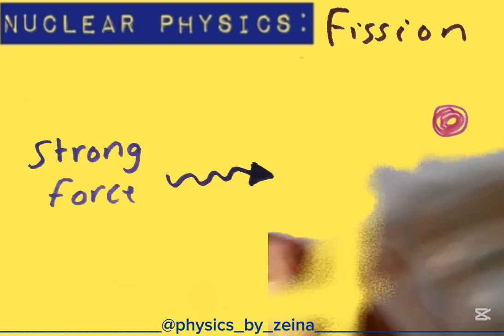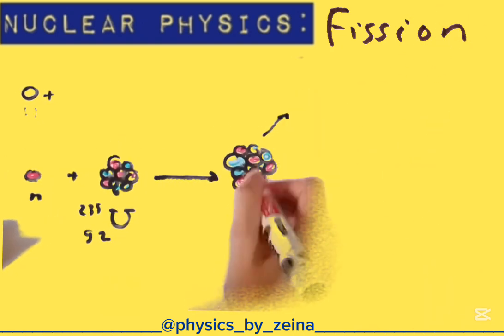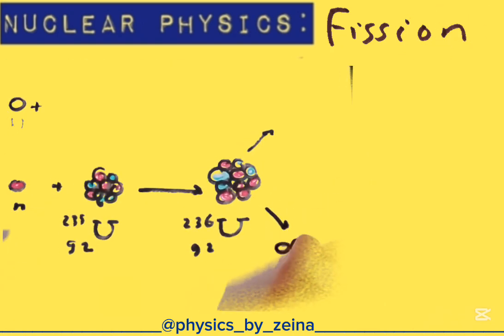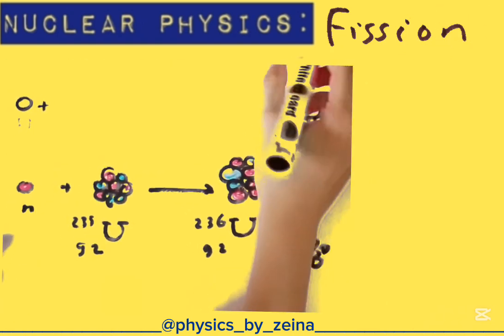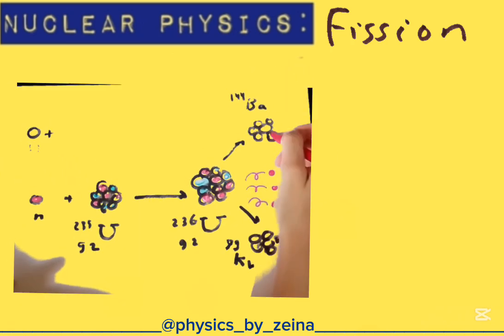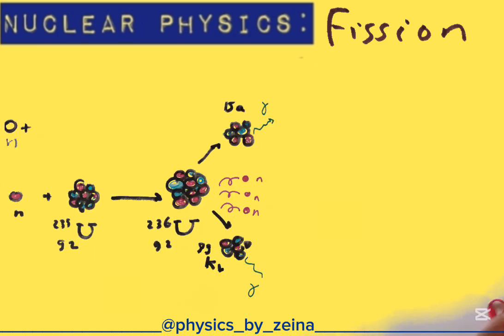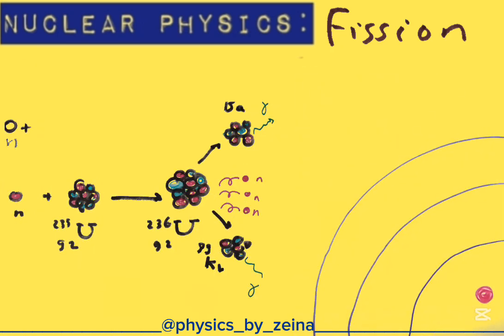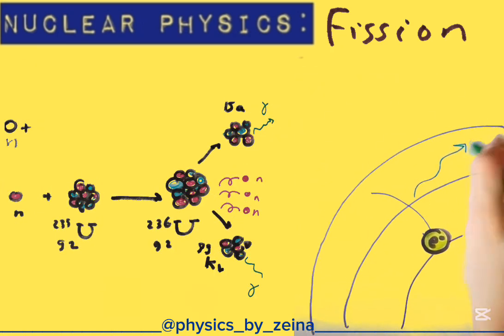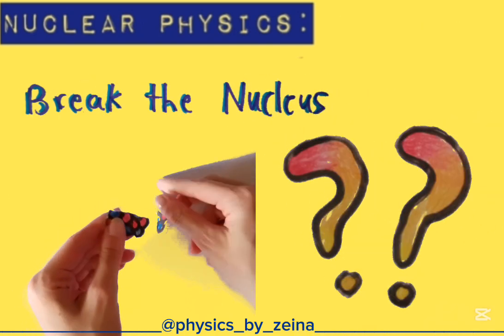The strong force that holds the protons and neutrons together breaks down. This leads the nucleus to split into fission fragments of smaller nuclei such as barium-144 and krypton-89, along with 3 neutrons and a release of a gamma photon. Gamma emission is released when an electron transitions from an excited state to a lower state. But the big question is, how much energy do we need to break the nucleus?